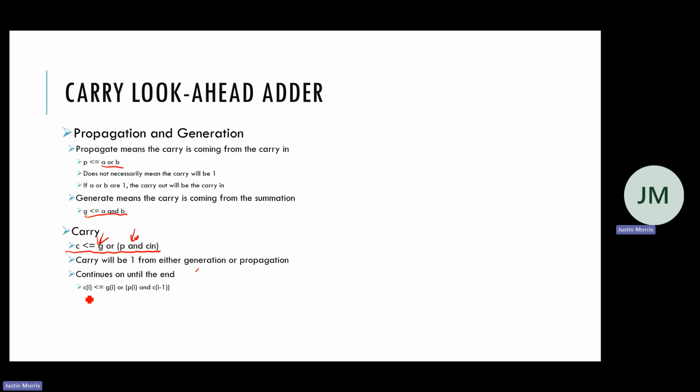And this would continue until the end. So you have this kind of recursive equation. At my bit, am I generating, or am I propagating from the previous one? Or I could also be propagating from a generation of the previous one, because I need to expand this equation from the previous one, which also has a generate and a propagate.